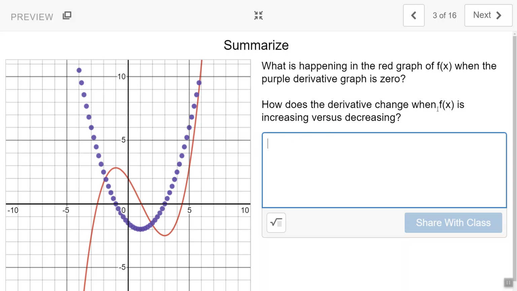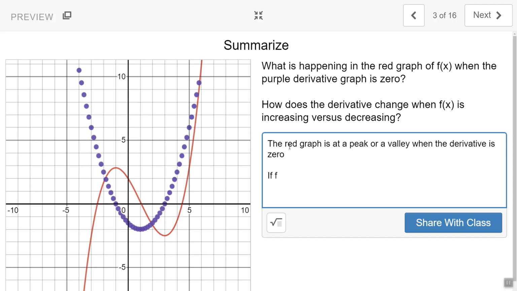So it says, how does the derivative change? Let's answer the first question. What is happening in the red graph of f of x when the purple derivative graph is 0? The red graph is at a peak or a valley when the derivative is 0. Okay. Then the second part of this question, it says, how does the derivative change when f of x is increasing versus decreasing?